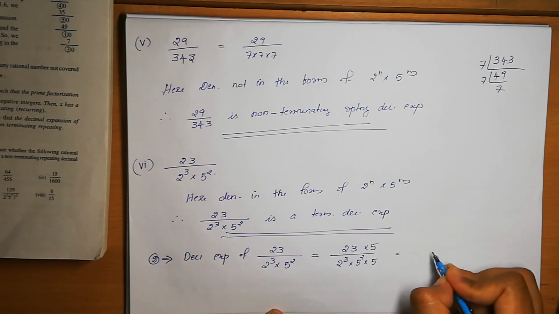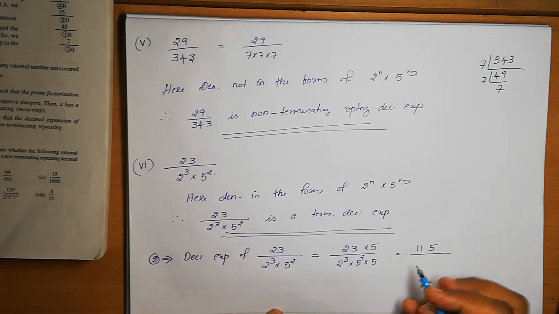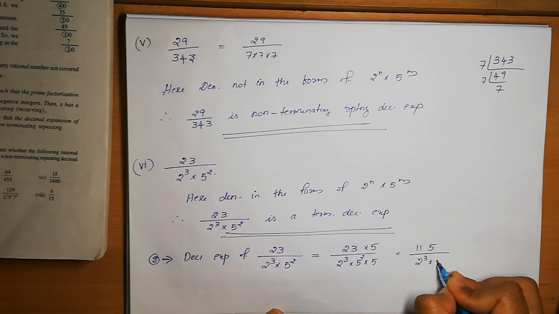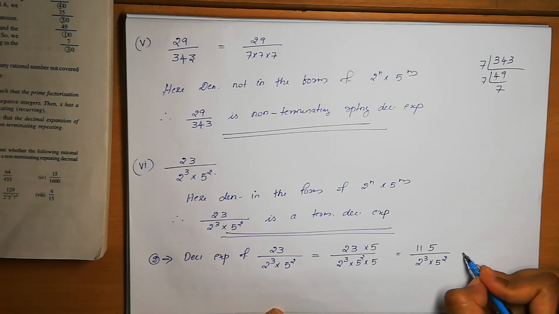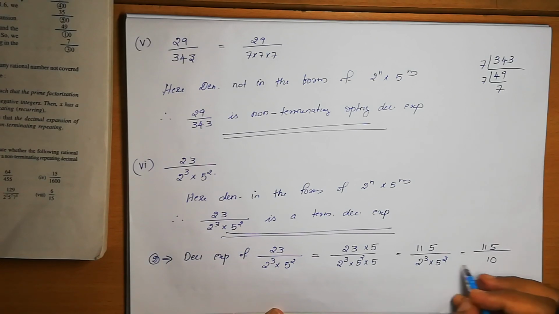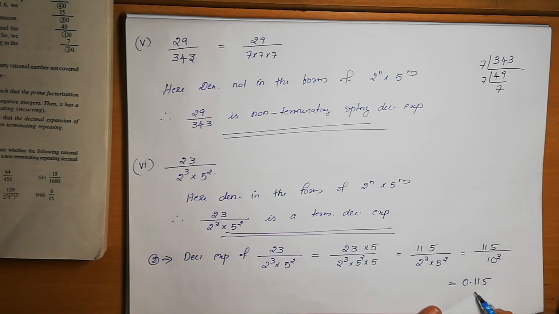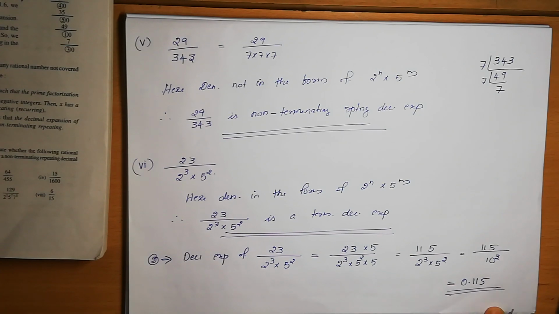23 into 5, 5 3s are 15, so 115 by this one, 2 cube into 5 cube, right? So 115 divided by 10 cube we can write. 10 cube means 1000. So 115 divided by 1000 means 3 points we need to put back, 0.115. So this is the decimal expansion of 23 by 2 cube into 5 square.